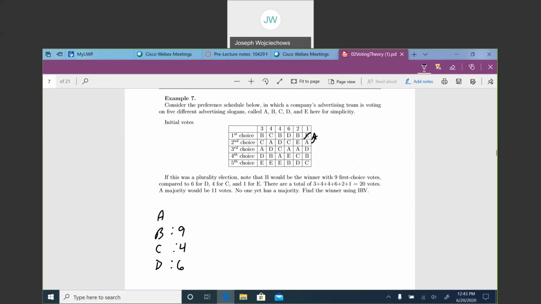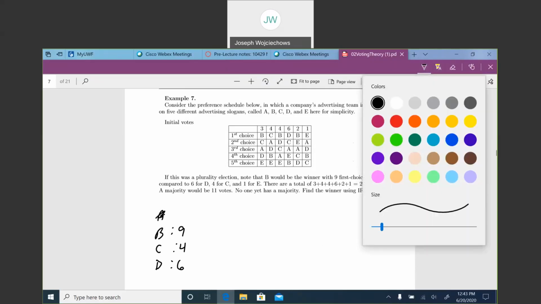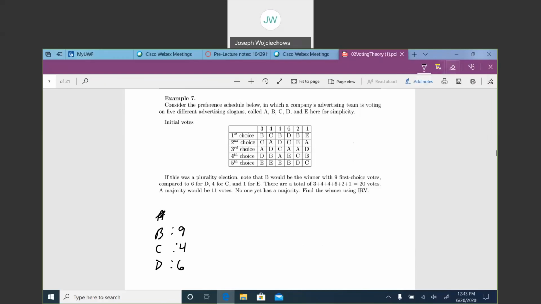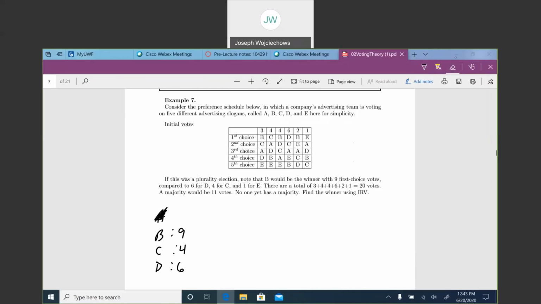Wait a minute. That's not correct. A didn't have any. So A would drop out first, as there were no first place votes. And then E would have that 1.